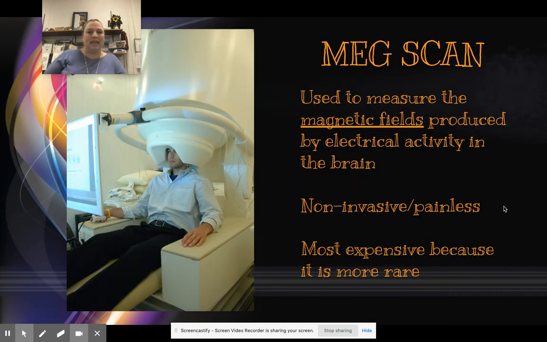This is a MEG scan. It is used to measure the magnetic fields produced by electrical activity in the brain. So it's really looking at something a little bit different, but it's based on the electrical activity. It is non-invasive. It is painless, which is great. It is the most expensive of the ones we've looked at so far because it is more rare than the others. So just be aware of that.